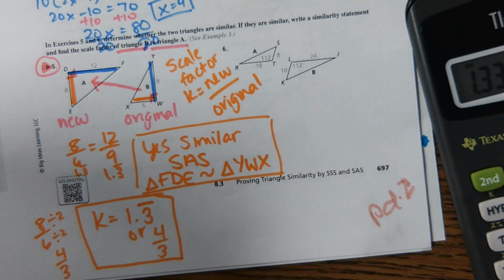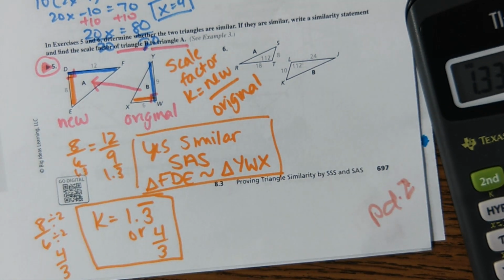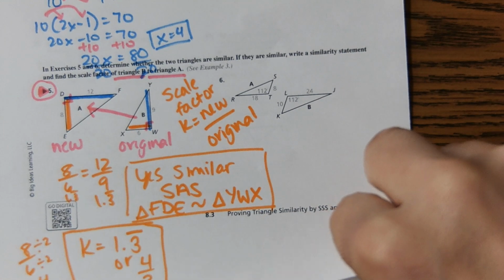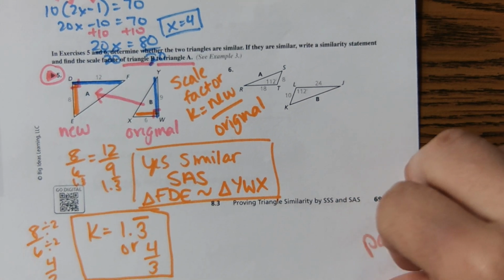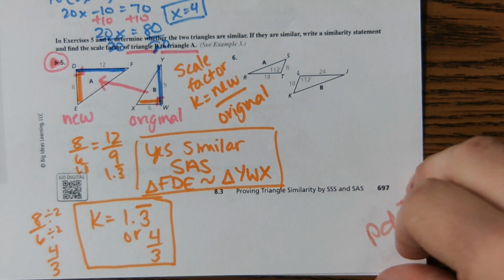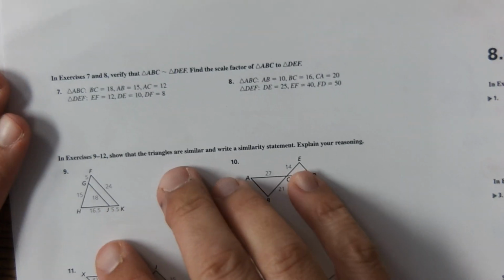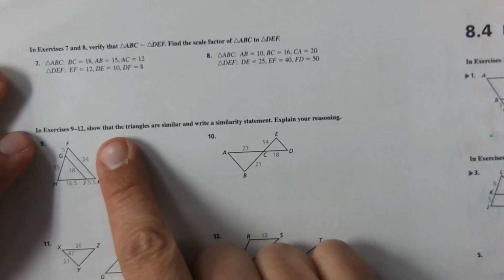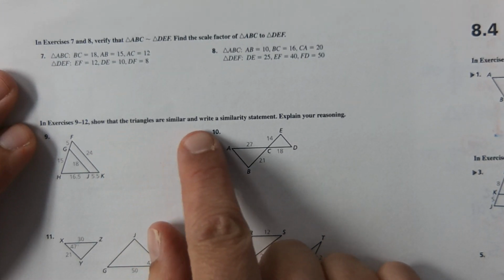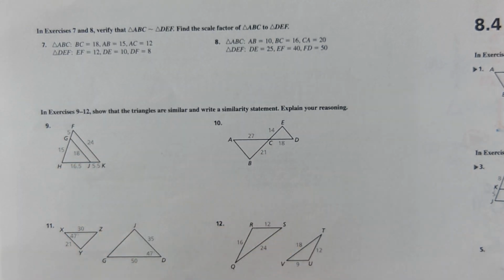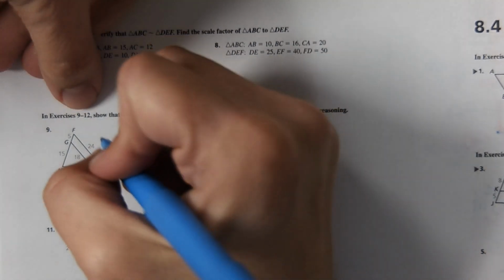Okay, and then on the back, we're going to go over just 2 problems and we're done. Okay, so these are both common styles for this, so I want to definitely go over them. It says show that the triangles are similar and write a similarity statement. Explain your reasoning. So the whole triangle in a triangle thing, very common, just to take it up a level.